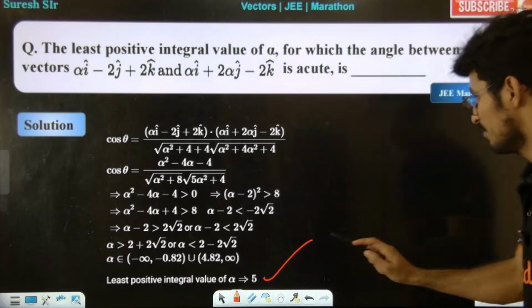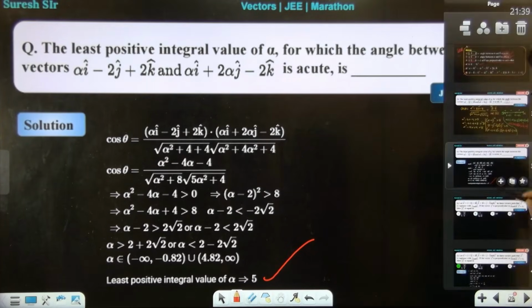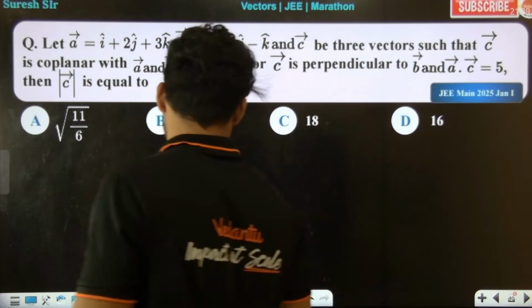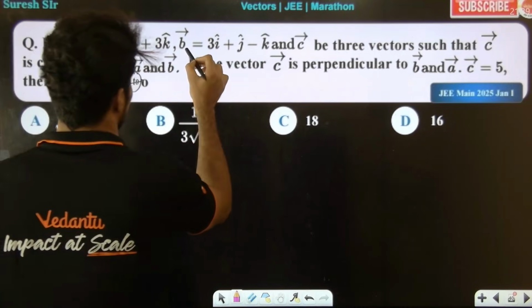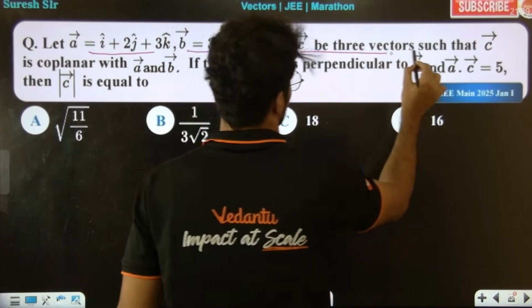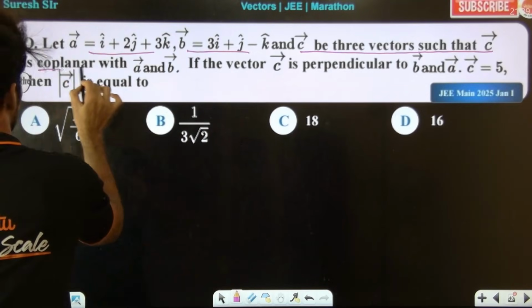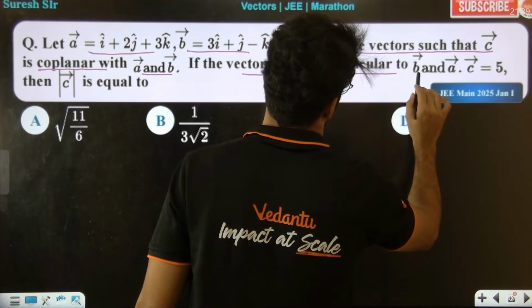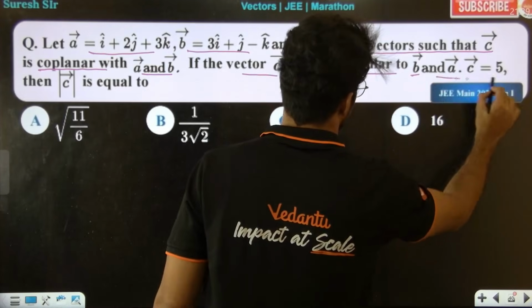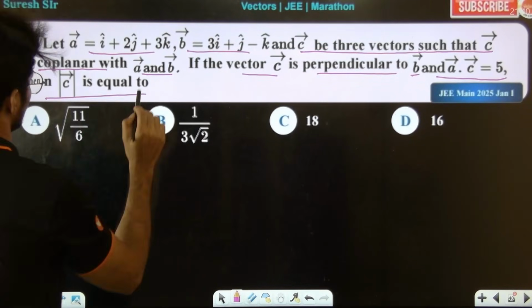For the answer, 5 matches. So this is very simple, isn't it, sir? Next question, sir. Let A vector, B vector and C be 3 vectors such that C is coplanar with A and B. If C is perpendicular to B and A dot C is 5, then the magnitude of C is equal to dash.